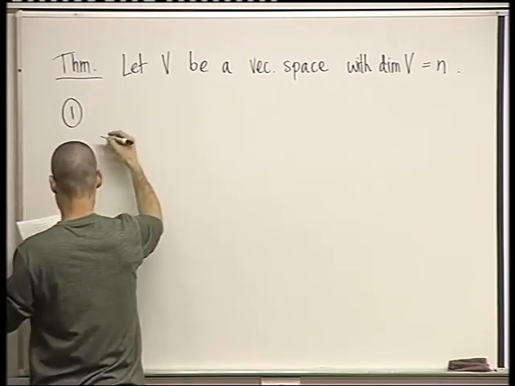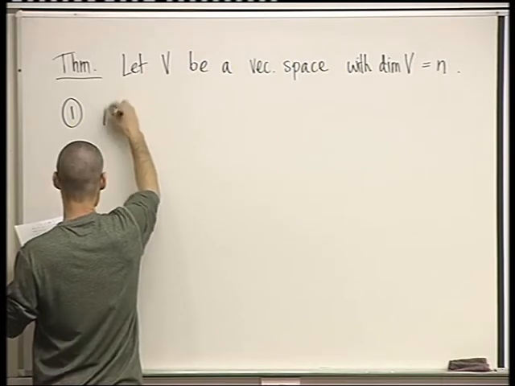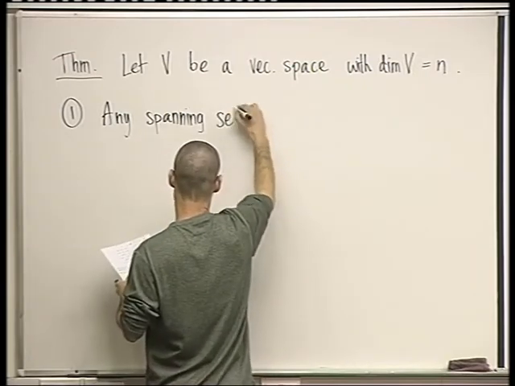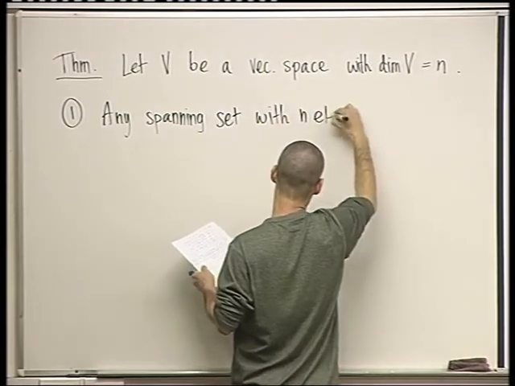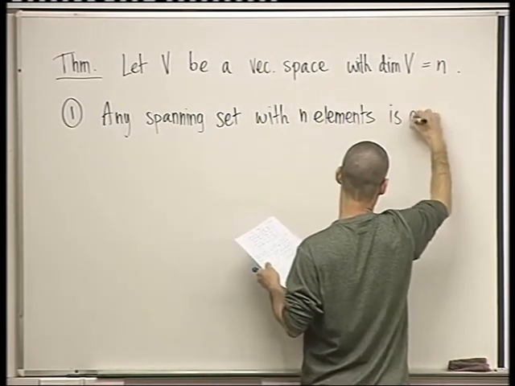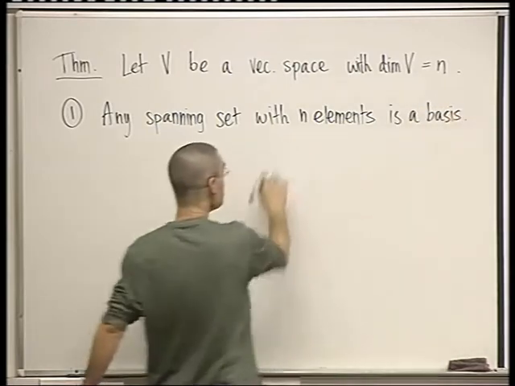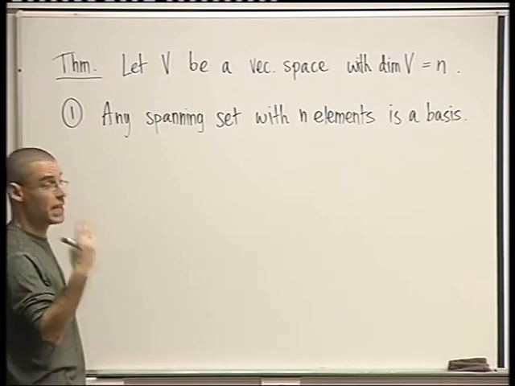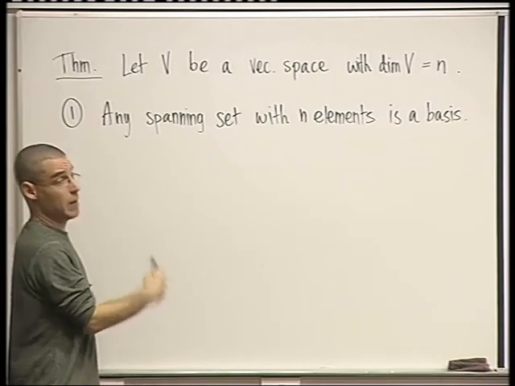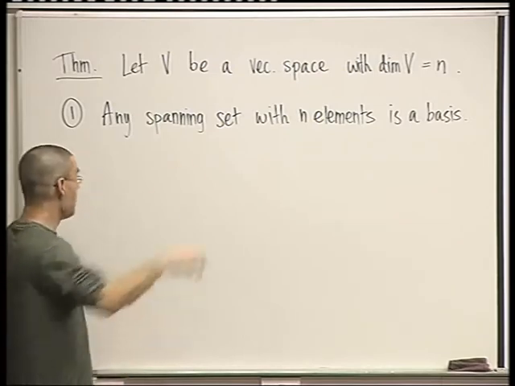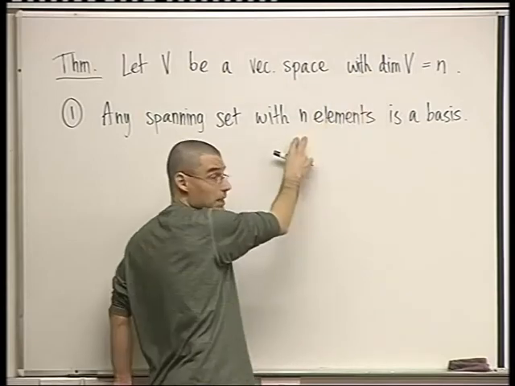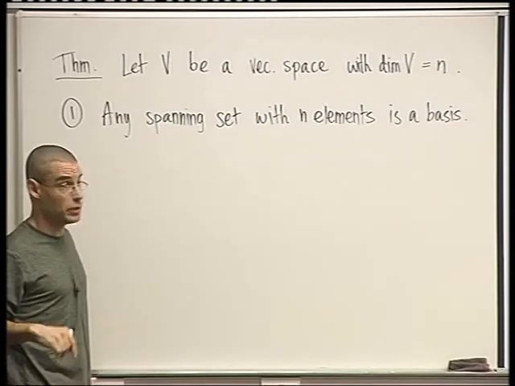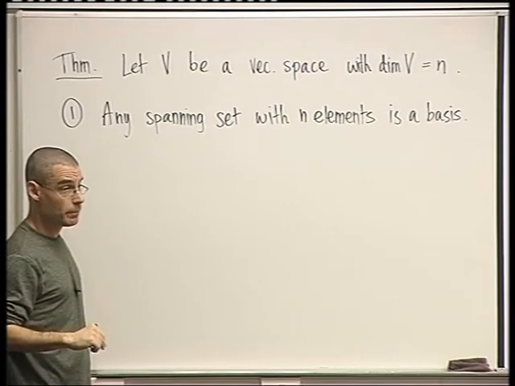1. Any spanning set with n elements is a basis. You can see that this is a useful fact. So usually when we want to take a set and determine if it's a basis, we need to check 2 things. We need to check that it spans the entire space, and we need to check that it's linearly independent. Okay? What this tells you is, if you take a set with n elements, where n is the dimension, it suffices to check that it's a spanning set. If it's a spanning set, it's automatically going to be a basis. You don't need to check linearly independent. Okay? So it's a useful tool.